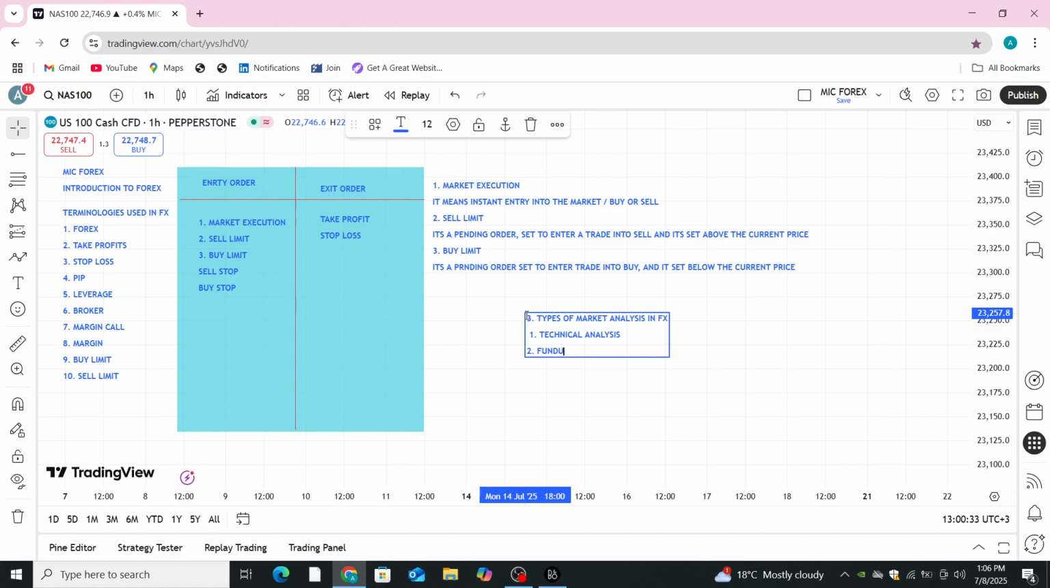Number two, it's fundamental analysis. And the last one is sentiment analysis. Now, fundamental analysis is purely use of data, numbers. That is what many people call news or events. You could use the data for like the famous CPI, NFP, PPI, PMI. All these are fundamental.